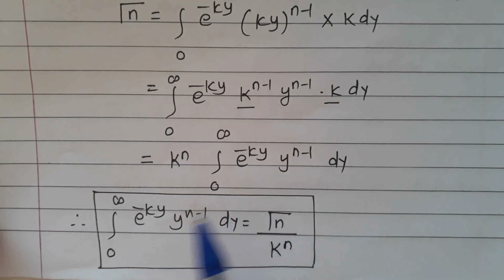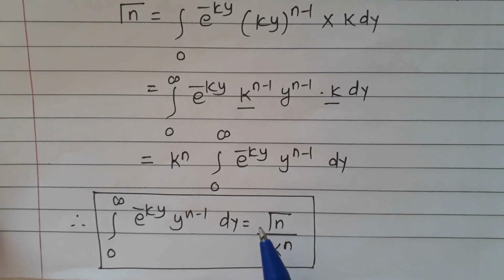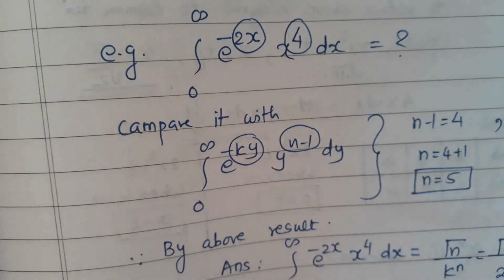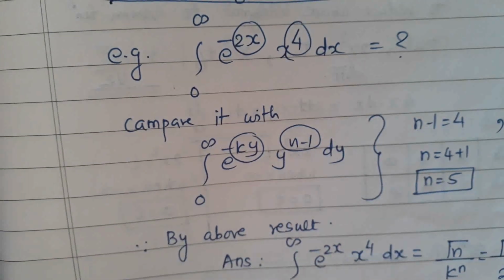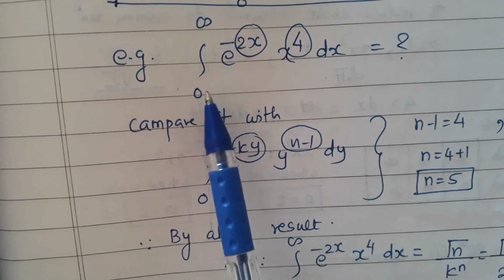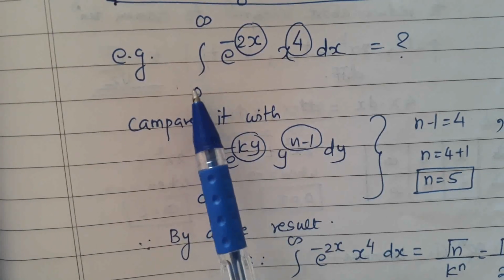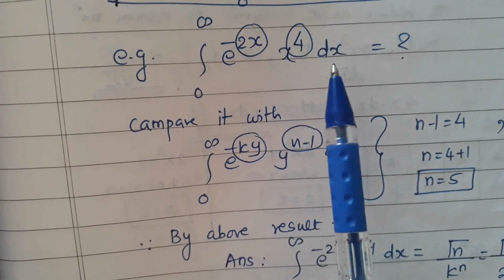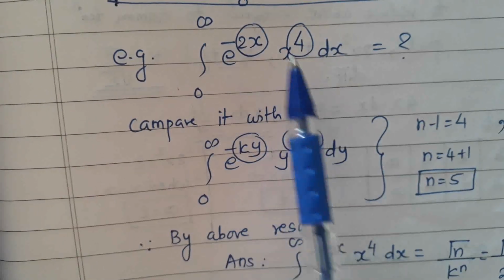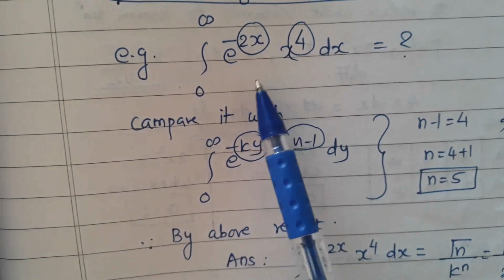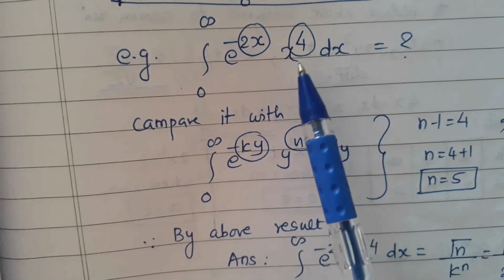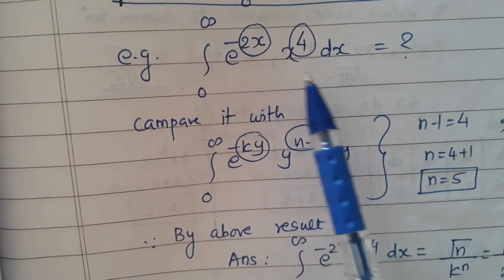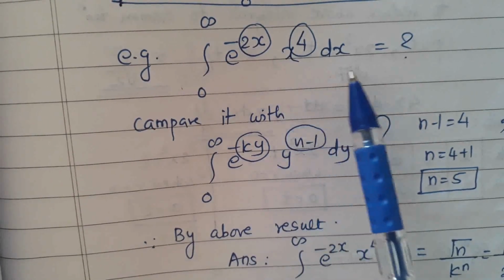So students, this is a very important result in the evaluation of real definite integrals. To understand this result, we'll see one example based on this. Suppose you have the integral 0 to infinity e raised to minus 2x, x raised to 4 dx. If you want to find the value of this integral, it is quite difficult by using the simple integration formulas. So we have to use the gamma function here.